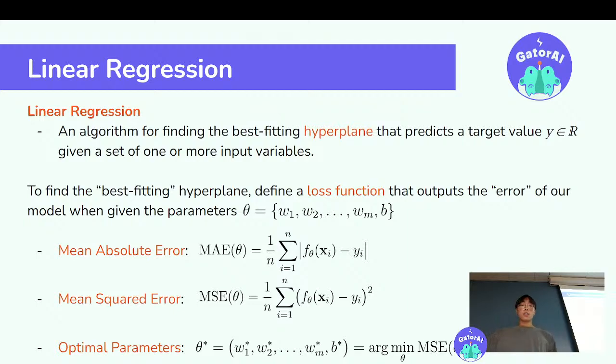Mean squared error is a little bit different. We do essentially the same thing: we find the difference or distance from our model to the actual true data, and then we simply square it and divide by n. So we're getting the average of the squares of the residuals. We define our optimal parameters to be the parameters that minimize this loss function: theta star equals weight 1 star, weight 2 star, and so on, defined as the argmin, the arguments that minimize the mean squared error.